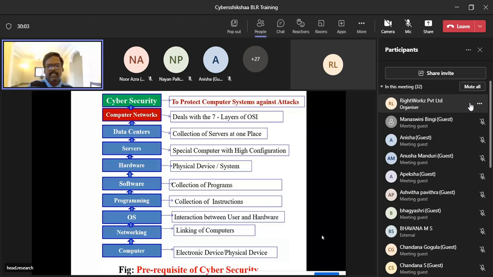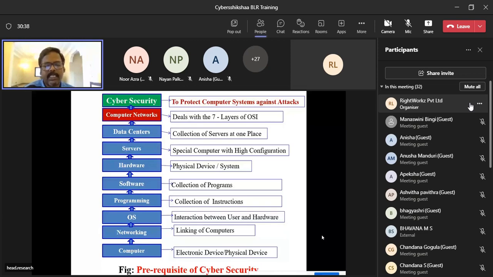So computer is an electronic device which takes inputs and processes and gives the output. It is a physical device which can be touched. Networking, linking of computers or servers or data centers in a local area network and wide area network is called networking. And operating system is a software. Interaction between user and hardware is called operating system. There are two types of operating systems we can see in general: graphical user interface operating system and command based operating system.